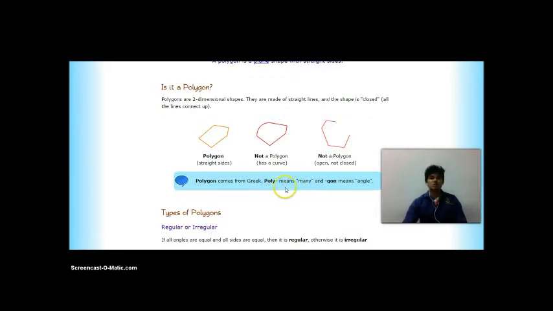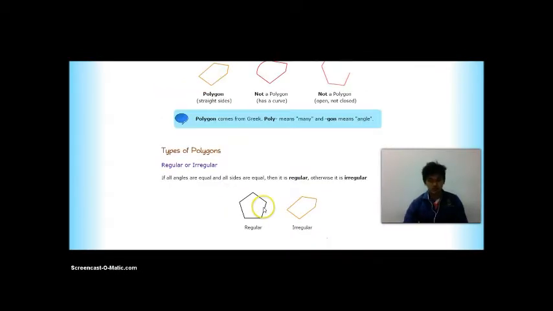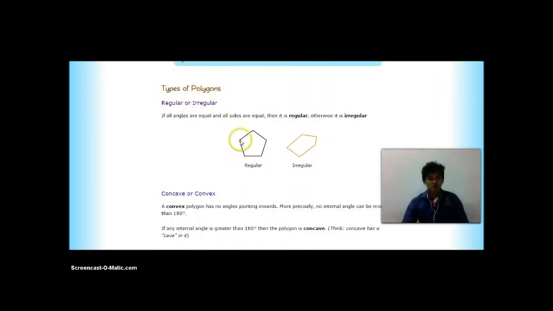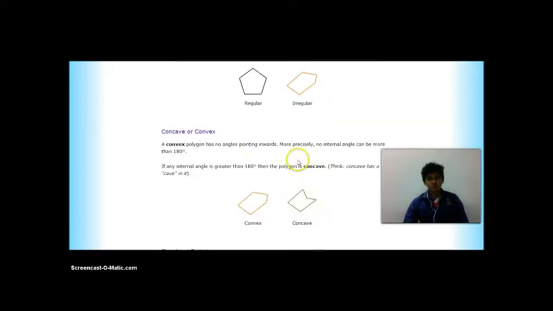Polygon means poly, which is many, and gon, which is angle. Okay, so polygons have two dividers: one is regular and one is irregular. Regular means a shape or polygon that has the same side and angle measures. This one is an irregular polygon because this angle is 90 degrees and this is at another degree, so they are not the same, and we call it irregular.